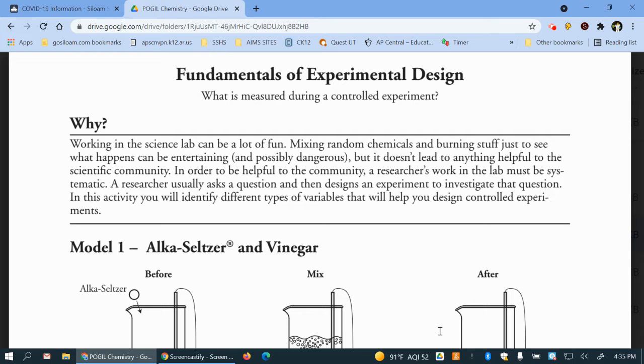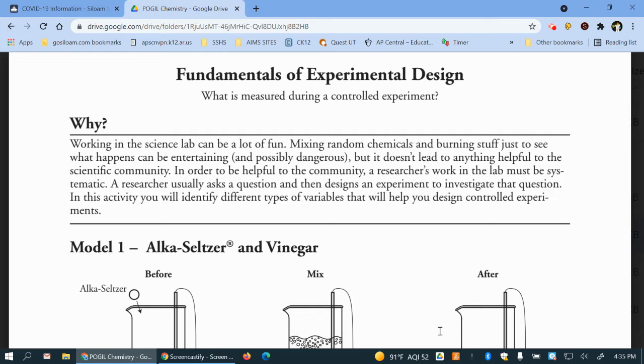Okay, let's get started. Working in the science lab can be a lot of fun. Mixing random chemicals and burning stuff just to see what can happen can be entertaining, but possibly dangerous, and it doesn't lead to anything helpful to the scientific community. In order to be helpful in the community, a researcher's work in the lab must be systematic. A researcher usually asks a question and then designs an experiment to investigate that question. In this activity, you will identify different types of variables that will help you design a controlled experiment.